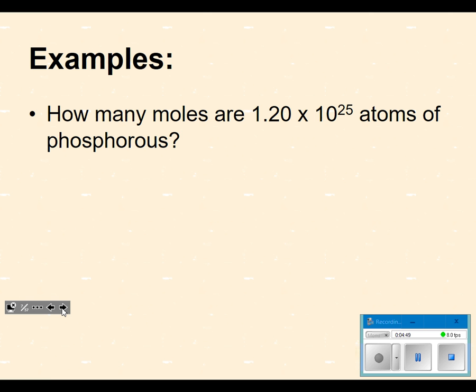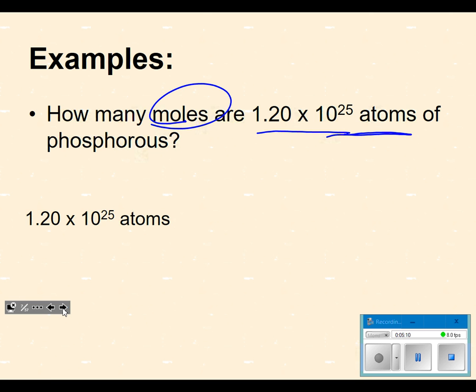So here, let's do some examples. How many moles are 1.2 times 10 to the 25th atoms of phosphorus? Phosphorus is an element. Its representative particles would be atoms. So we start with the number we're always given. We are given this value of atoms. We are wanting to find moles.